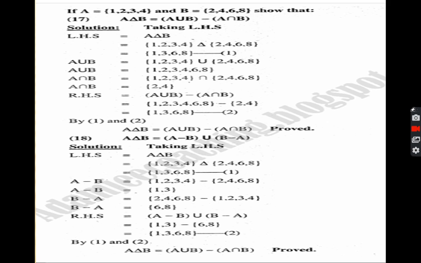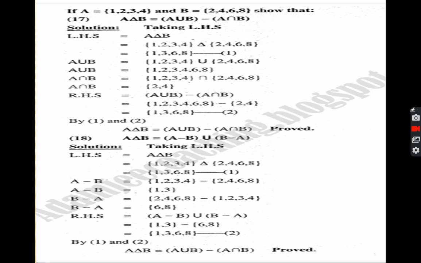Now, in the next question, the 17th question, we will prove it. If A is equal to 1, 2, 3, 4 and B is equal to 2, 4, 6, 8, we have two sets A and B. Then show that A symmetrical difference B is equal to A union B minus A intersect B. So first we are taking LHS. The full form of LHS is left hand side. The left hand side is equal to A symmetrical difference B.